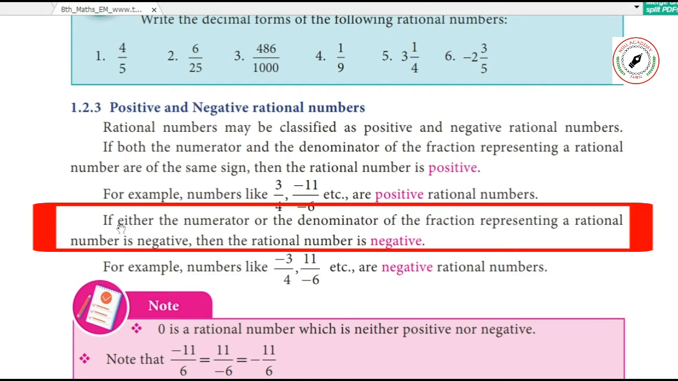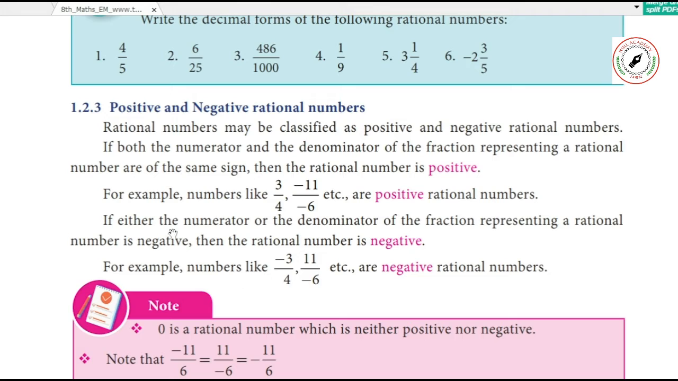Then if either numerator or denominator, any one, contains a minus symbol, then that fraction is called a negative rational number. For example, minus 3 by plus 4. See, only the numerator has a minus symbol. And here you see 11 by minus 6. Here the denominator has minus 6.